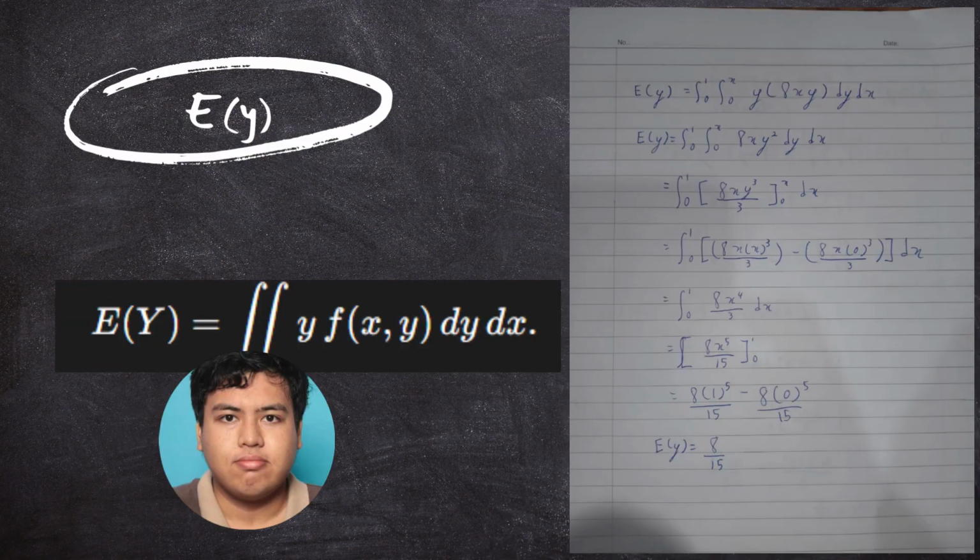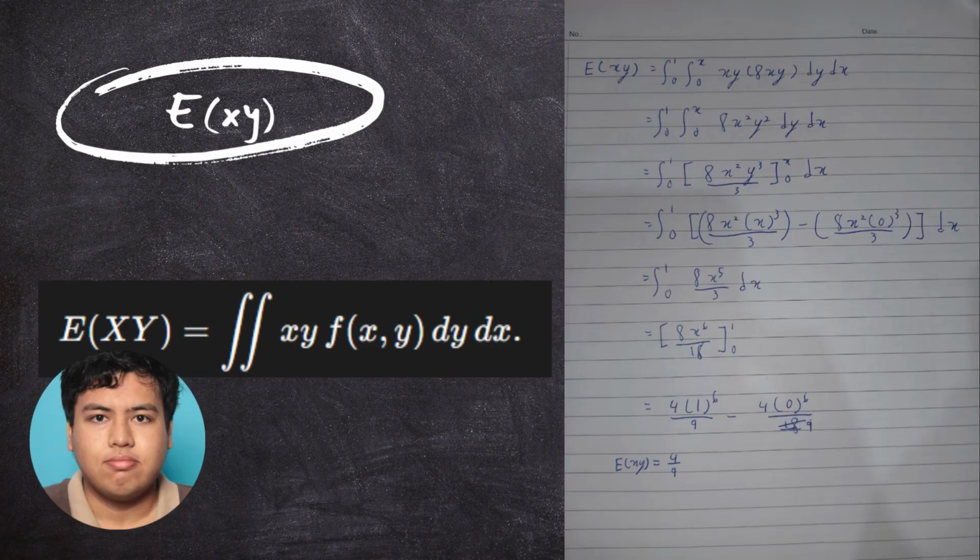Similarly, for y, the expected value is E(y) equals the double integral of y f(x,y) dy dx. Again, we integrate over the same triangular region because y can only take values from 0 to x. This gives E(y) equals 8 over 15. The smaller value of E(y) compared to E(x) makes sense because y is always less than or equal to x in the defined region.